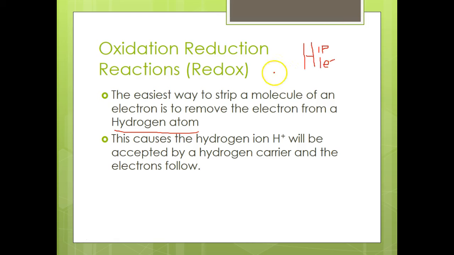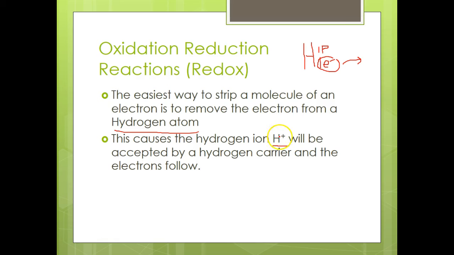And so the easiest way to remove an electron from a molecule is to take this electron and strip it from a hydrogen. And when you do that, it causes the production of an H+ ion. Now, that H+ ion, if you remember back from chapter 2, when we talked about ions, is basically just a proton. Okay, that H+ ion is a proton, and these hydrogen ions are going to be very, very important when we learn about photosynthesis and cell respiration.